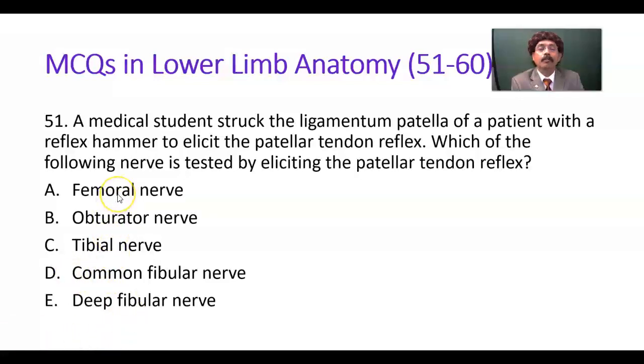So femoral nerve is the nerve that is tested, and its root value, lumbar 2, 3, even 4 may come partly, is tested by the reflex hammer by hitting on the ligamentum patelli.